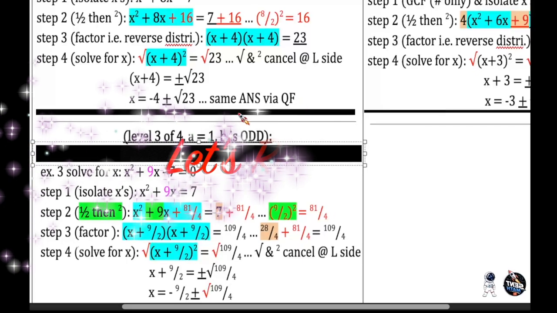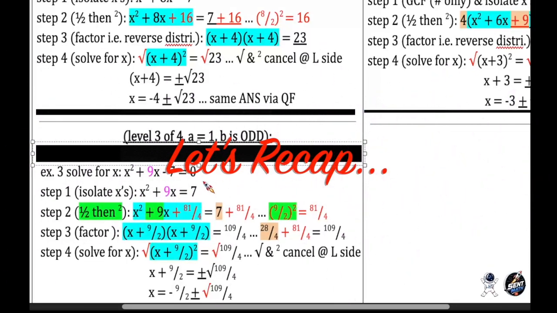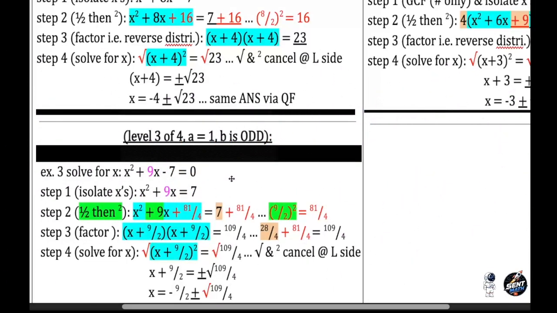Now, let's do a recap on level 3 out of 4. As you can see, the only difference between level 3 out of 4 and level 1 out of 4 is that in level 1 out of 4, we have an even number for your b value, okay?